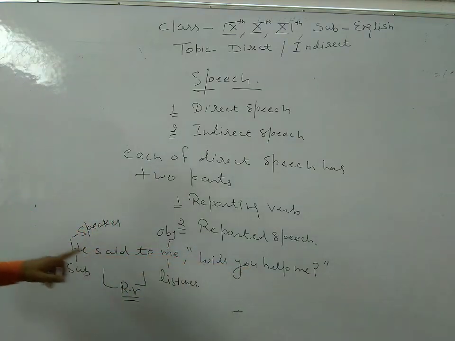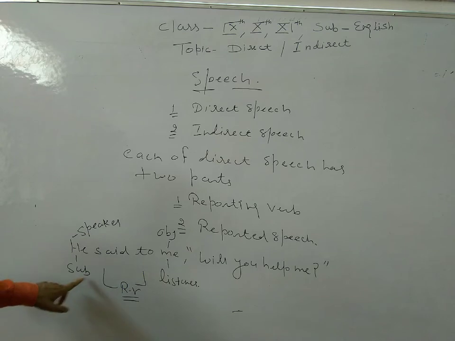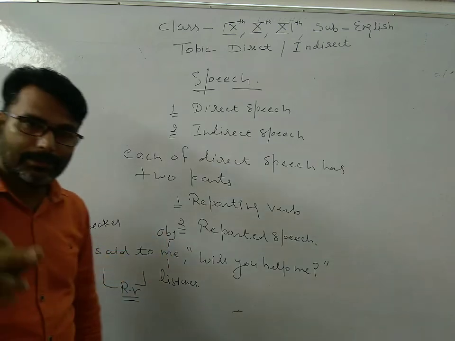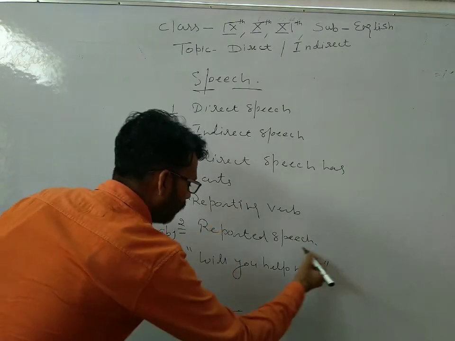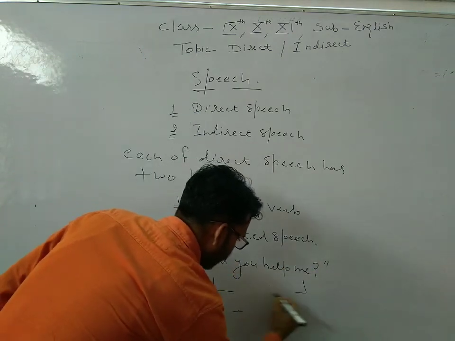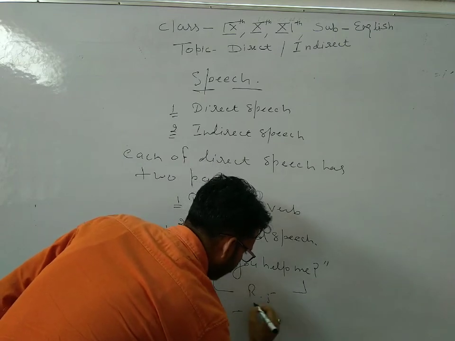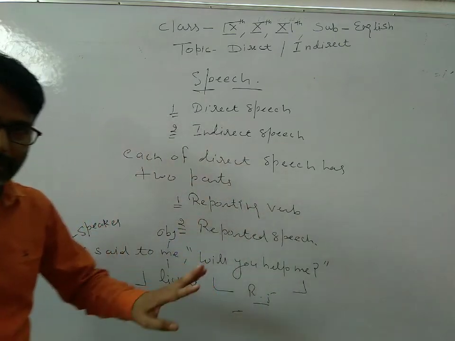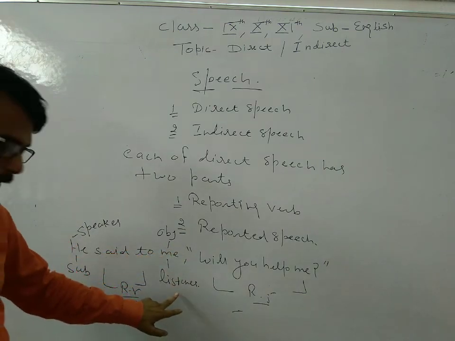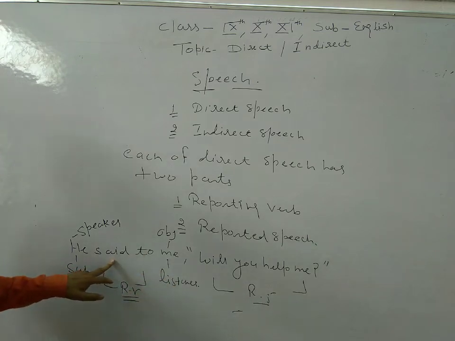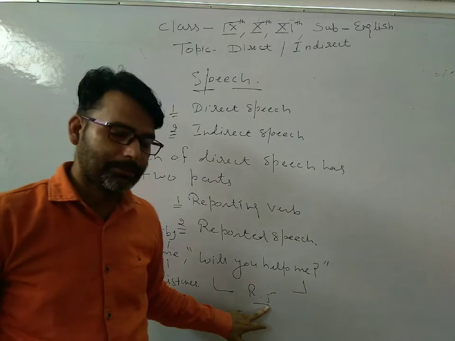So, in this sentence, we got the subject, then the object, then the reporting verb, and the sentence which is in the inverted commas is called the reported speech. So there are four things. First, you must know about the subject. Second, the object. Third, the reporting verb. Then, the reported speech.